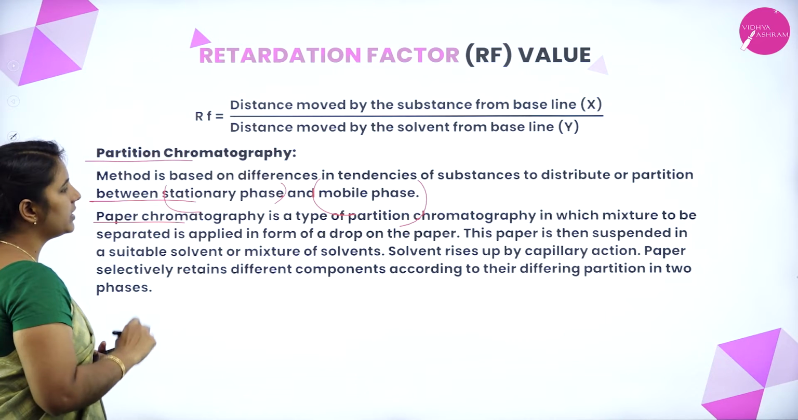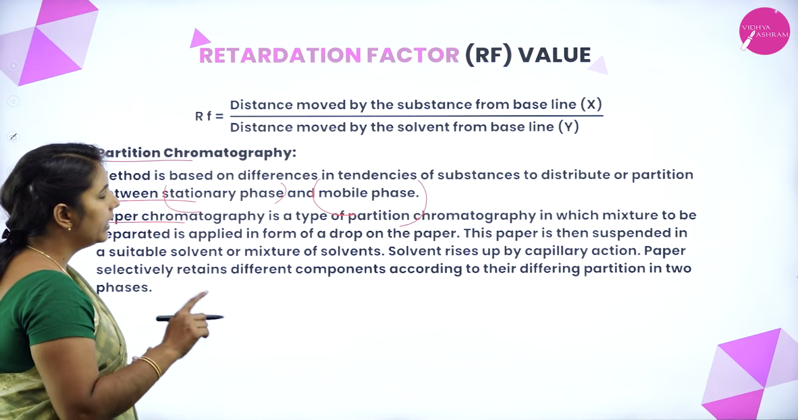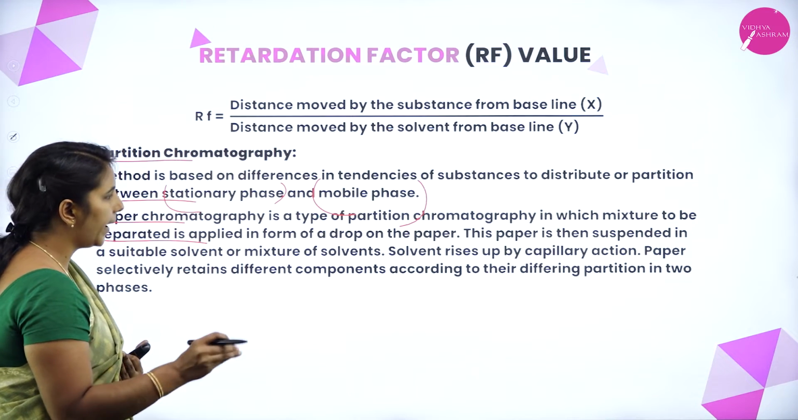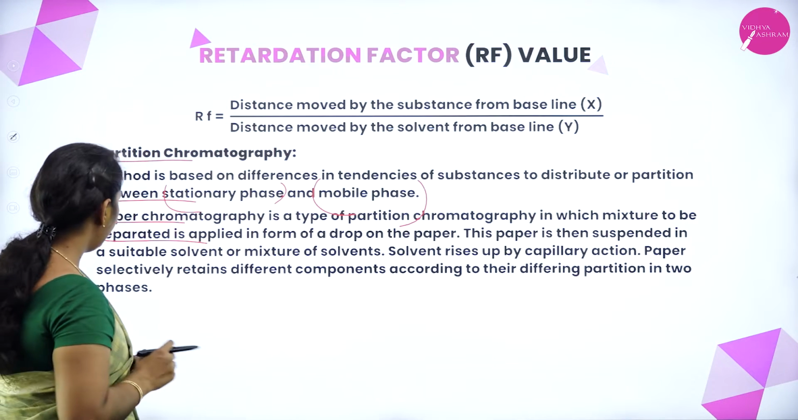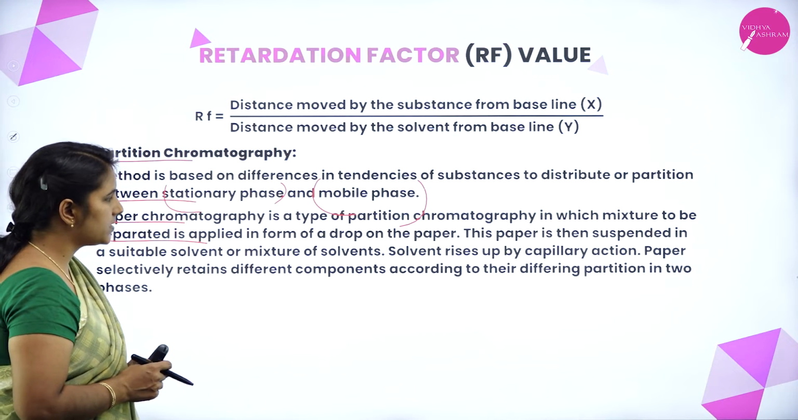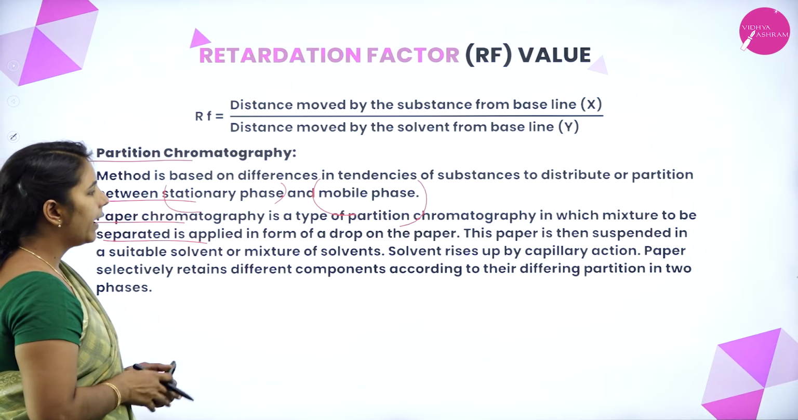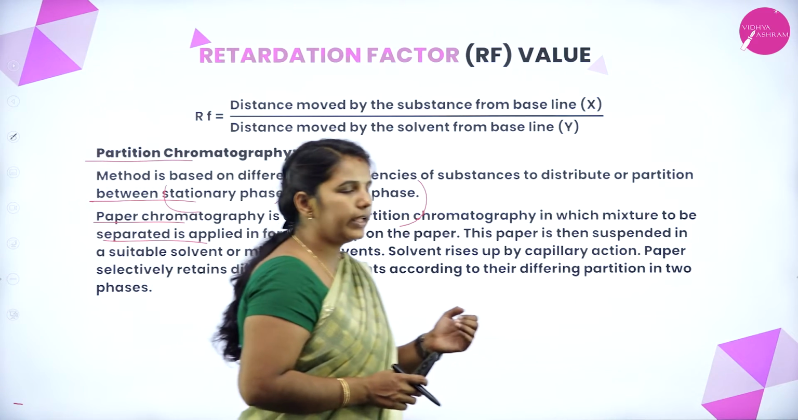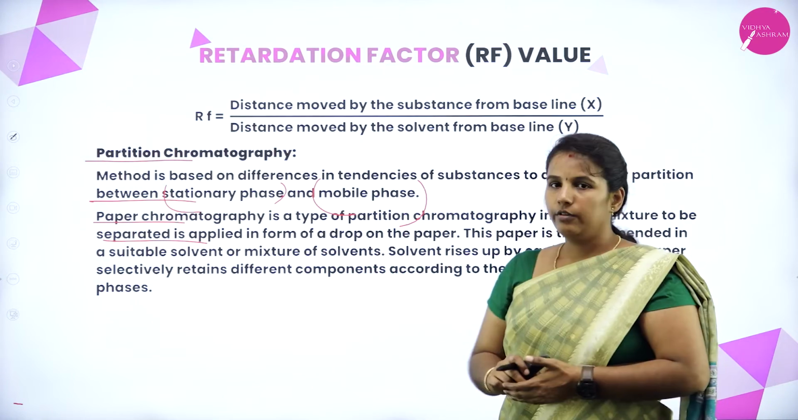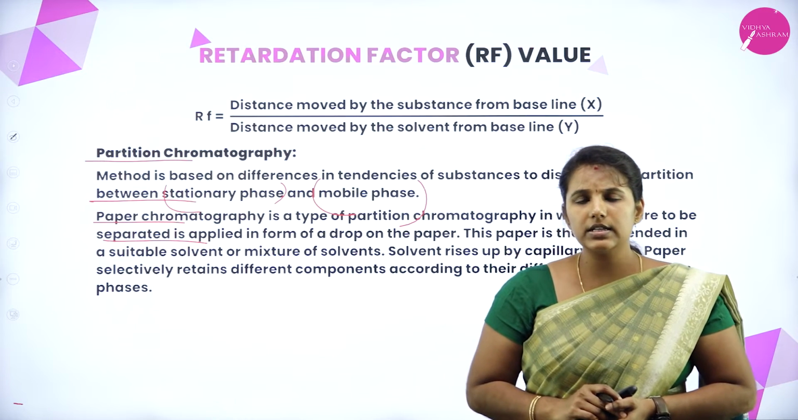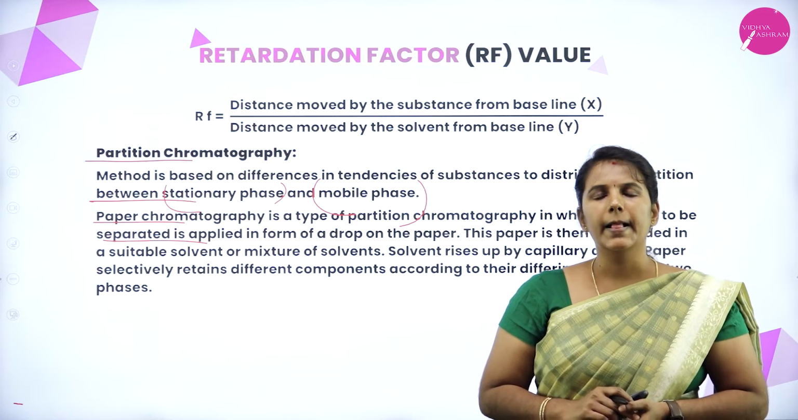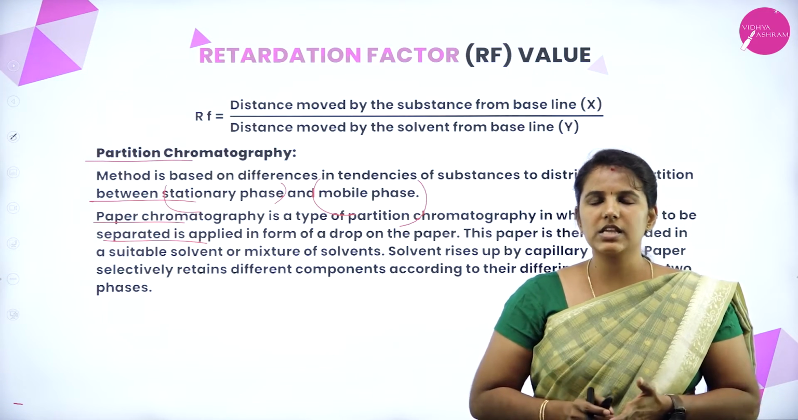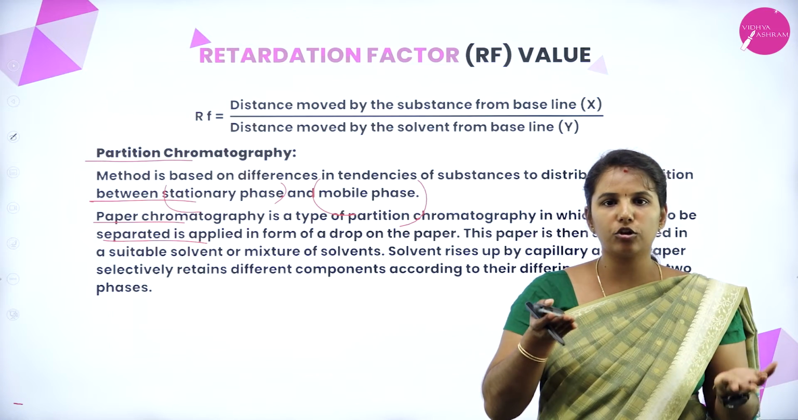Paper chromatography is a type of partition chromatography in which a mixture can be separated. It is applied in the form of a drop on the paper. This paper is suspended in a suitable solvent or in a mixture of solvents, and the solvent will rise up by capillary action, and the paper selectively retains different components according to their different partition between the phases. This is how we can understand what is meant by partition chromatography. Remember, the best example of partition chromatography is paper chromatography itself.